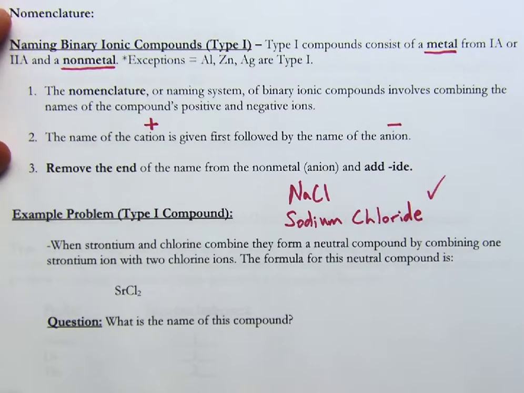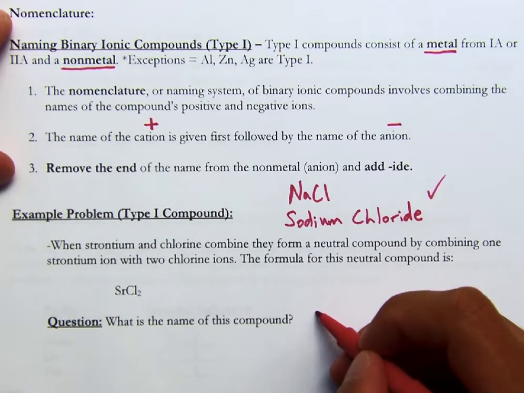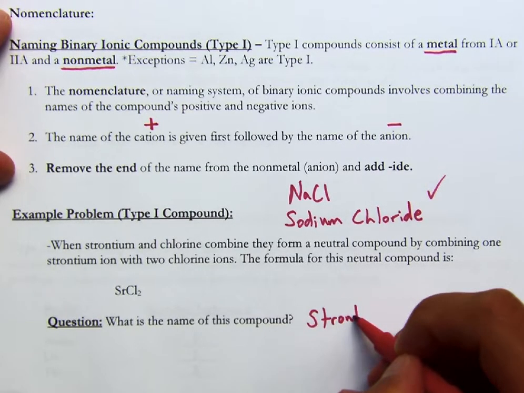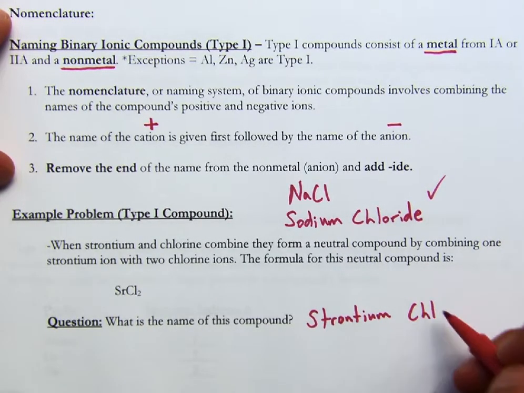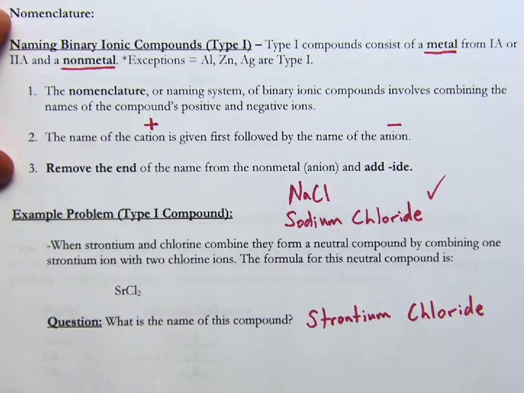So here, another example, it says when strontium and chlorine combine, they form a neutral compound by combining 1 strontium and 2 chlorine ions. So this is a neutral compound. What is the name of the compound? You name the metal, the cation, strontium, and then you name the nonmetal, chlorine, with the ending changed to "ide." Chloride. Strontium chloride. We don't need to worry about the 2. The fact that it's strontium means it has a positive 2 charge.